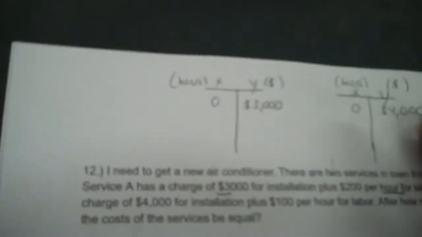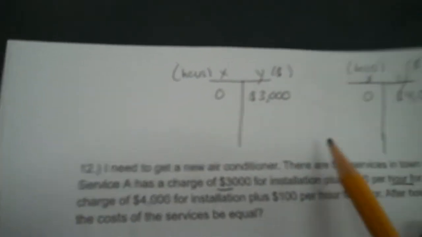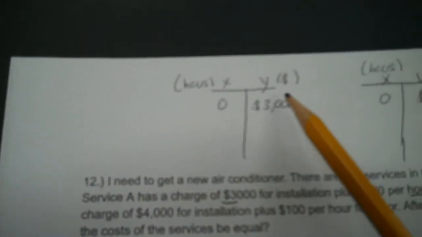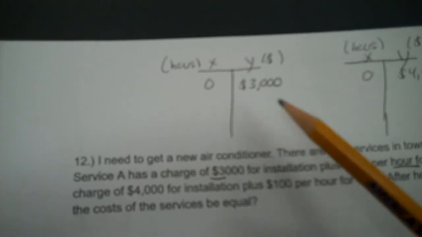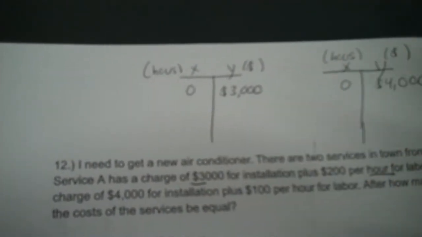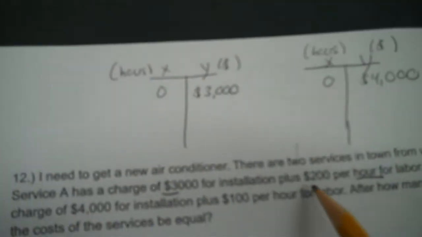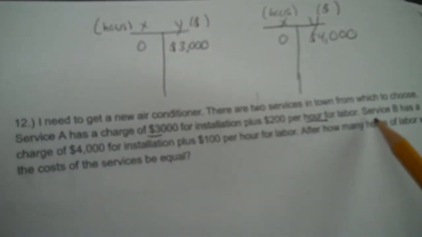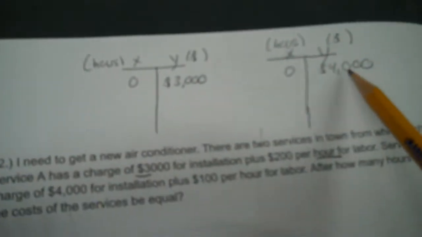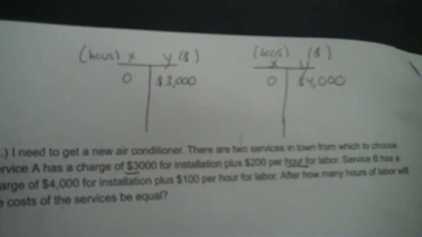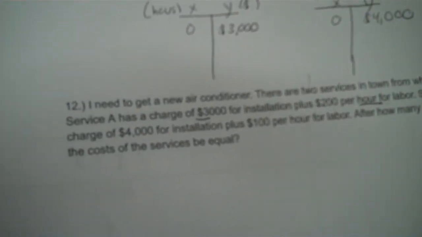Okay, number 12, I need to get a new air conditioner. There are two services in town from which to choose. Service A has a charge of $3,000 for installation plus $200. That means it's $3,000 for the air conditioner, plus $200 to the workers for labor per hour. Service B has a charge of $4,000 plus $100 per hour for labor. How many hours of labor will the cost of the services be equal?